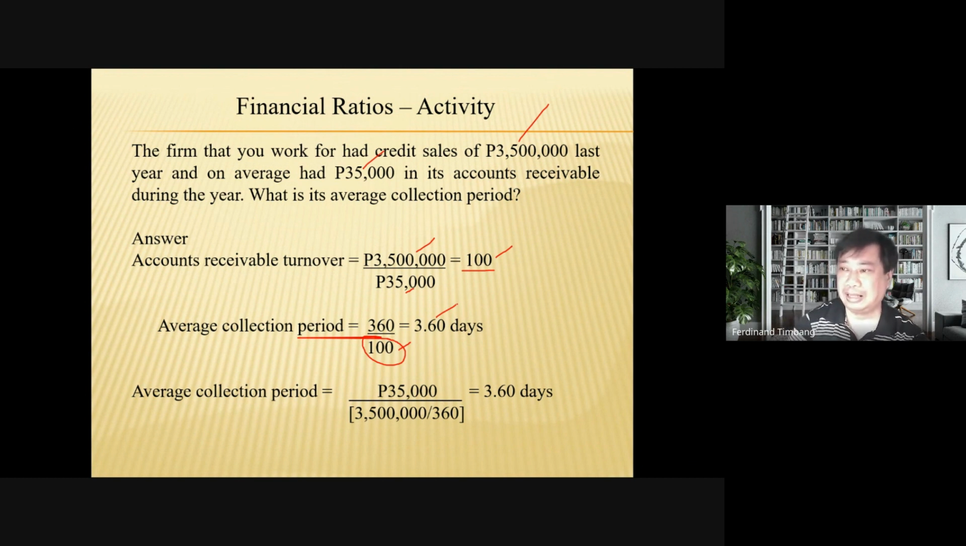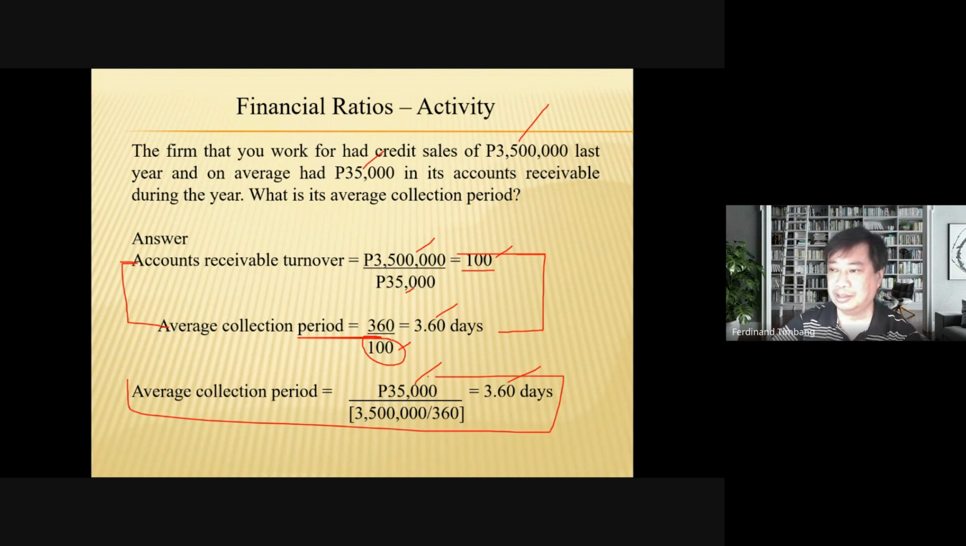Another way to compute the average collection period is 35,000 all over 3,000,005, divided by 360. But the result will be the same. I always use this, the two, especially if you're not yet used to it, so these two are better than using this one, although it will give you the same result. Because this is AR, and this part is average sales per day, so the collection period still comes out.